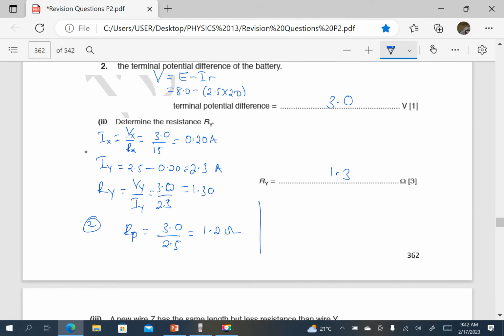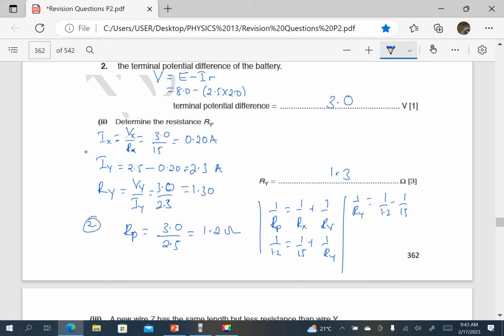But 1 over total resistance for parallel combination should be equal to 1 over resistance of X plus 1 over resistance of Y. So it means 1 divided by 1.2 should be equal to 1 over resistance of X, which is 15, plus 1 over resistance of Y. So when you solve this, you have that 1 over resistance of Y is equal to 1 over 1.2 minus 1 over 15.